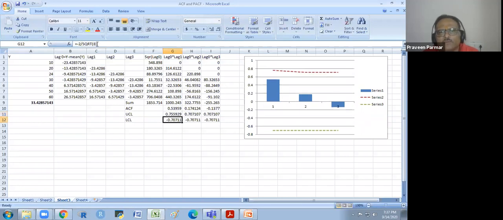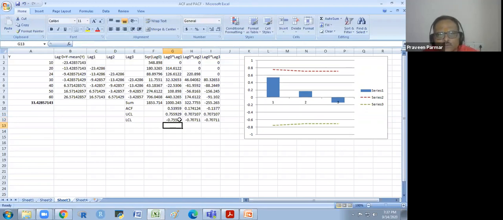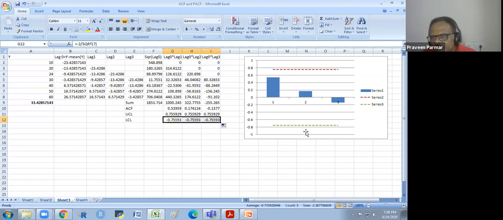So I divide this by 7, and this also I divide by 7. This is my limit. If the ACF crosses this, it is significant, otherwise it is not significant.